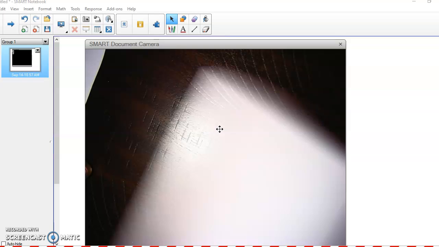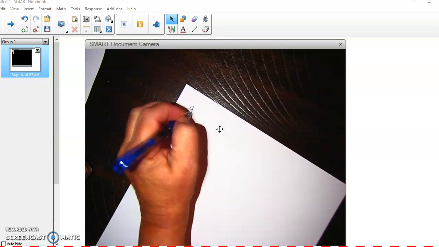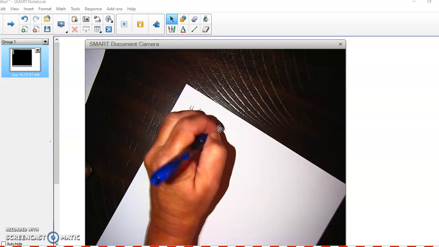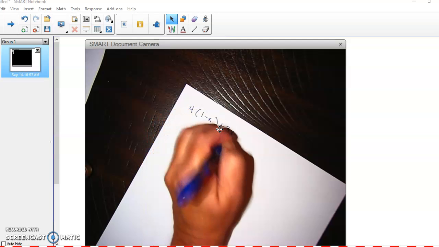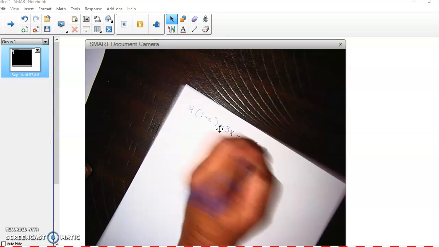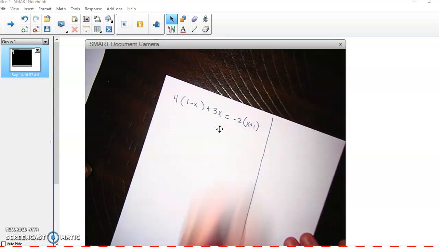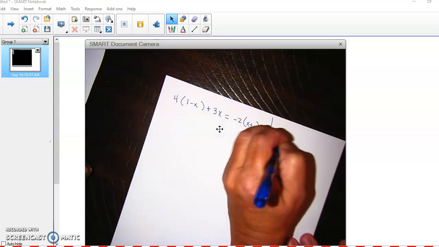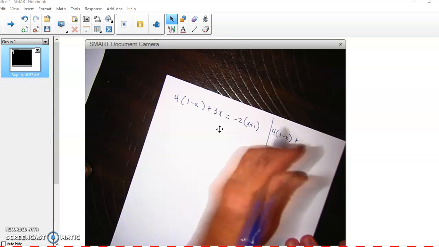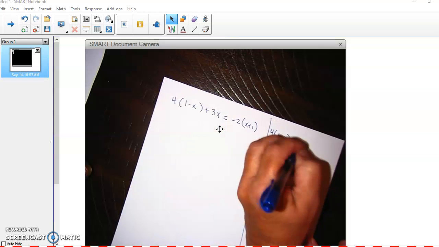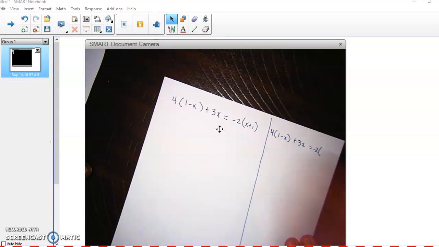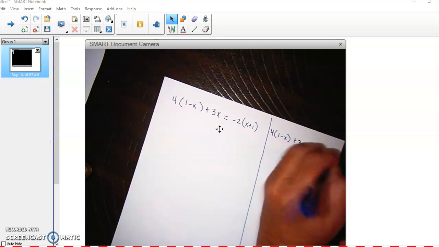Okay, let's do another one. The next one's going to be 4 times 1 minus x plus 3x equals negative 2 times x plus 1. I'm going to have to be very, very careful when we substitute in. Let's rewrite that real quick so that we can have it ready. x equals negative 2 times x plus 1 once we solve for x.